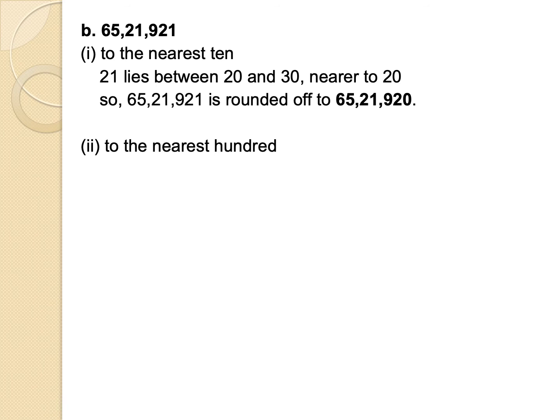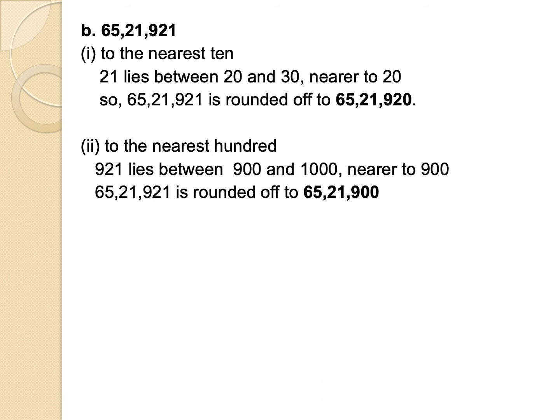To the nearest 100. तो हमें लास्ट के 3 डिजिट्स देखने हैं, यानी कि 921. 921 lies between 900 and 1000, nearer to 900. यानी कि 921 will be rounded off to 900, क्योंकि टेंस प्लेस पे 2 है और वो 5 से छोटा है. So 65,21,921 is rounded off to 65,21,900.